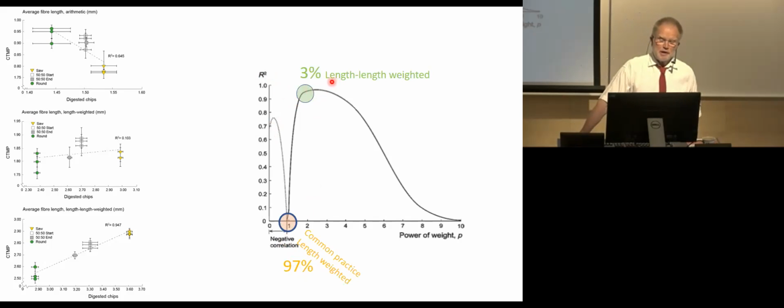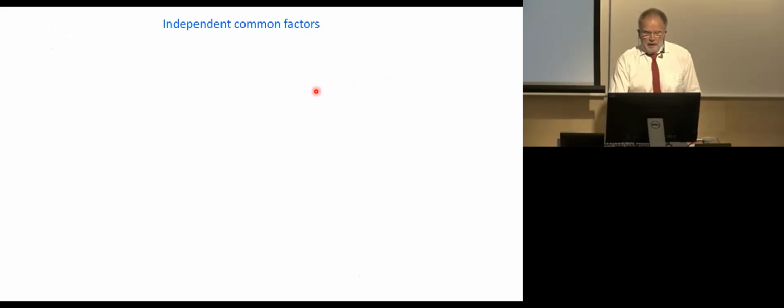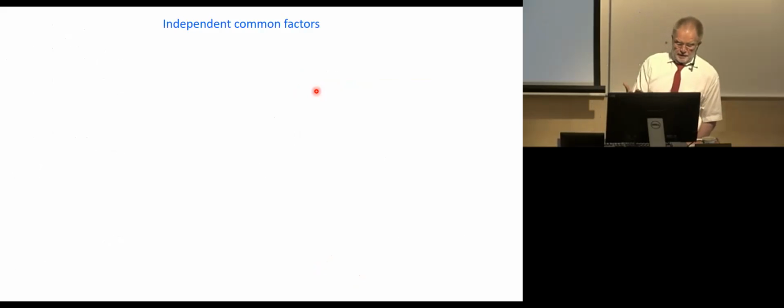However, it's just 3% using this way of calculating it. So again, it's common practice. We could question that, but put more weight and we can go even a little bit higher. So then something else I showed, just independent common factors. What's that?